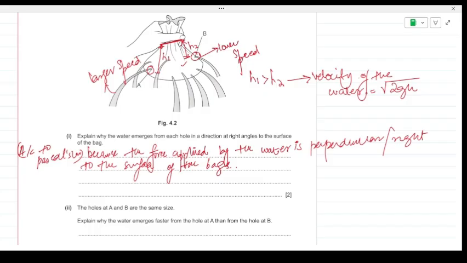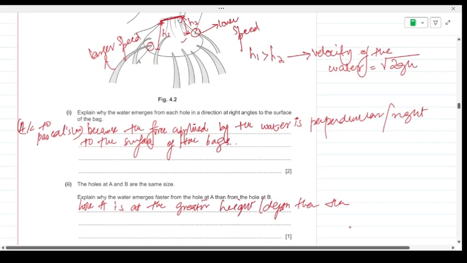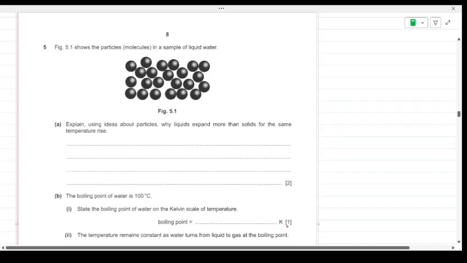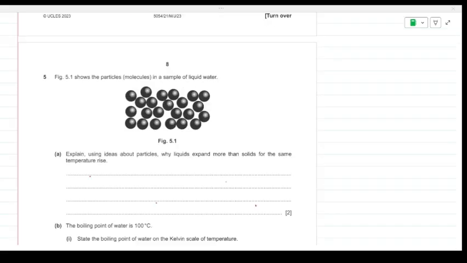So we can write: hole A is at a greater depth than hole B. Hole A is at a greater height or depth than hole B. The velocity from hole A is much greater than the velocity from hole B, and with the help of the formula we can justify it. Velocity of efflux will be equal to under root 2gh. If the height is greater, the velocity from hole A is much greater than from hole B. Okay, moving on to question number 5.